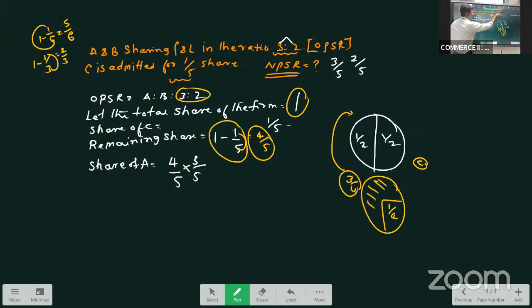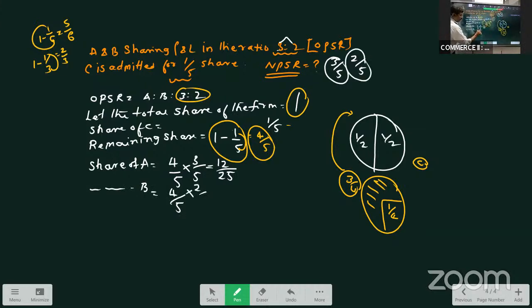How did this come? This one. Now, 4 3s are 12, 5 5s are 25. So this would be the share of A in the new firm. Similarly, share of B: the remaining share was 4 by 5, and what was B's old share? 2 by 5. So into 2 by 5. That is 2 4s are 8, 5 5s are 25. So if you present it like this, A is to B is to C.